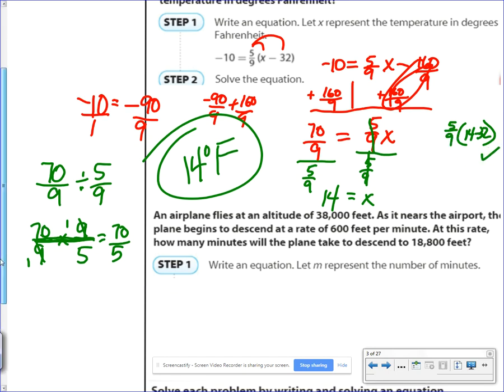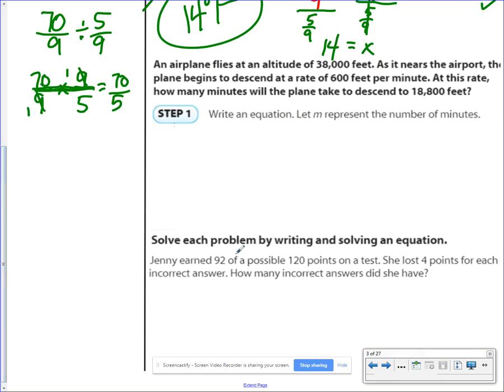All right. Oh, we've got a couple left here. All right. Let's take a look at this one. The airplane flies at 38,000 feet. As it nears the airport, the plane begins to descend at a rate of 600 feet per minute. And at this rate, how many minutes will it take to descend to 18,800 feet?